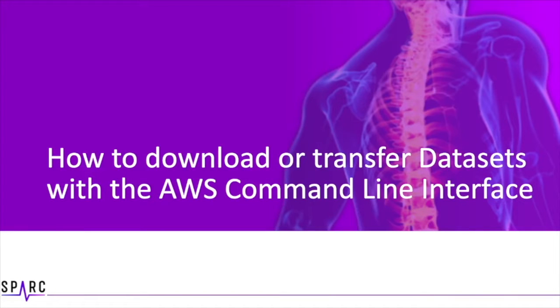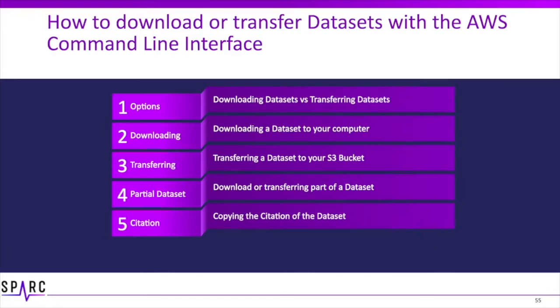In this last segment, we will look at how to download or transfer datasets with the AWS command line interface. We will look at the difference between downloading a dataset versus transferring datasets, downloading a dataset to your computer, transferring a dataset to your S3 bucket, downloading or transferring part of a dataset, and copying the citation of a dataset.